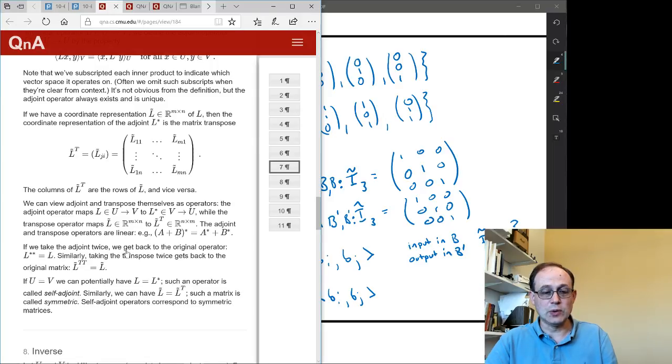So in other words, we don't just have to have U equal V, the input equal to the output vector space. We have to take the same basis for both U and V in order to have self-adjoint operators turn into symmetric matrices.